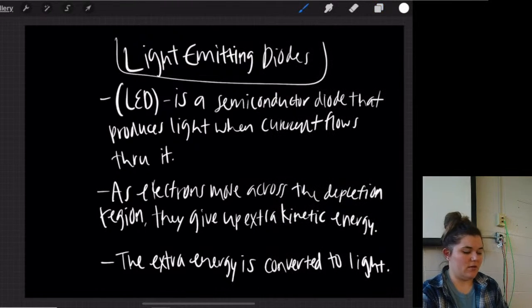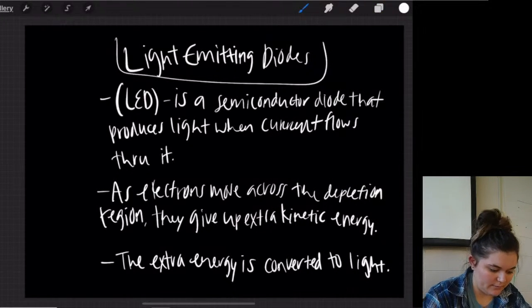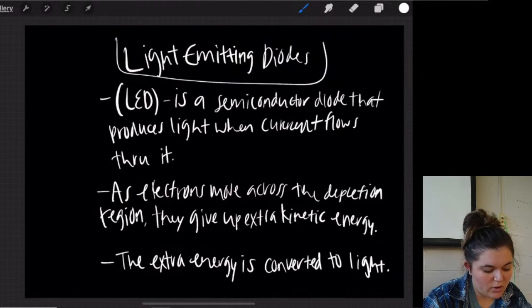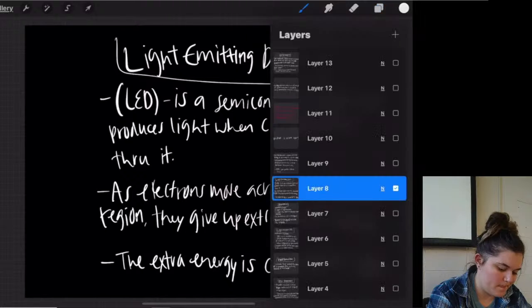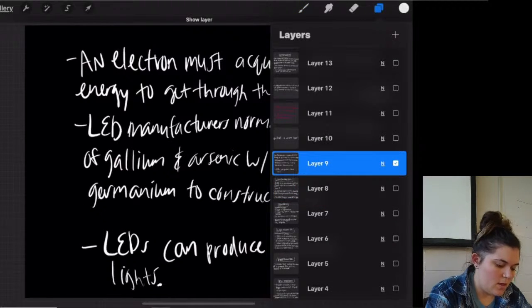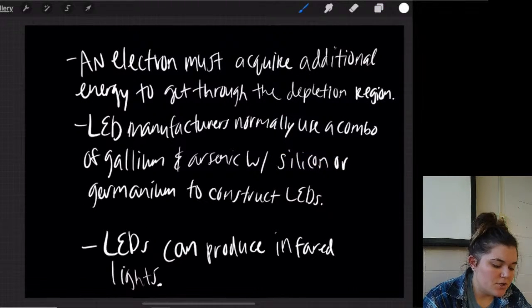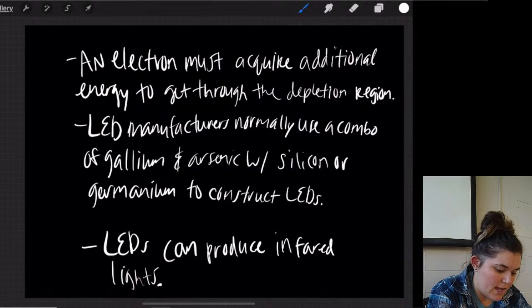Light emitting diodes, LEDs, that's what we're familiar with. An LED is a semiconductor diode that produces light when current flows through it. As electrons move across the depletion region, they give up extra kinetic energy. The extra energy is converted to light. An electron must acquire additional energy to get through the depletion region. LED manufacturers normally use a combination of gallium and arsenic with silicon or germanium to construct LEDs. So LEDs can produce infrared light.